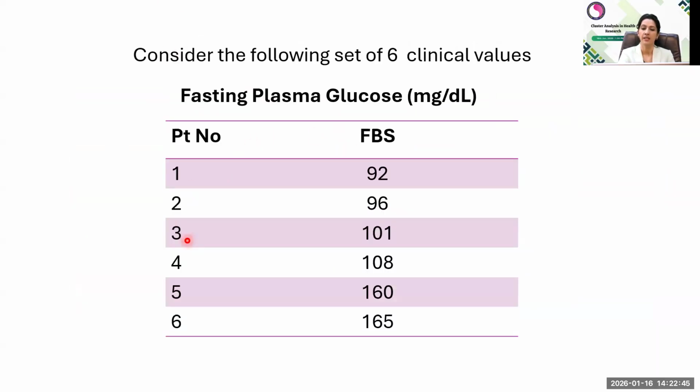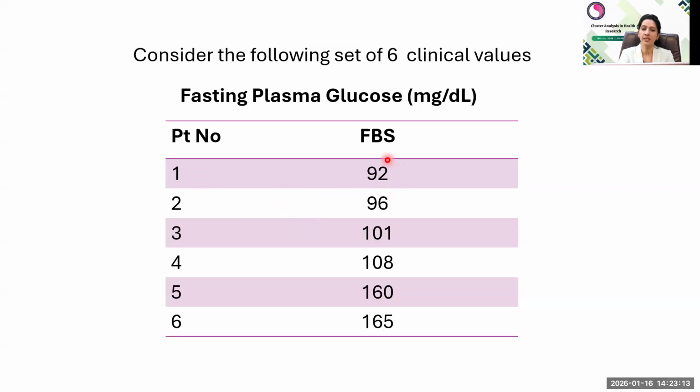Just see this. These are the 6 patients and these are the 6 values of the fasting blood sugar. So they are not two different continuous variables. They are the same variable, but for two different patients. When I say the two means, I am talking about 92 and 96. That's why I have used two. That means 92 and 96.